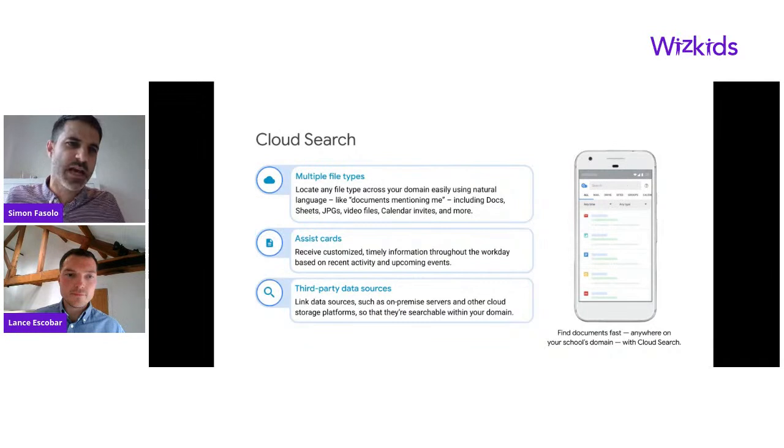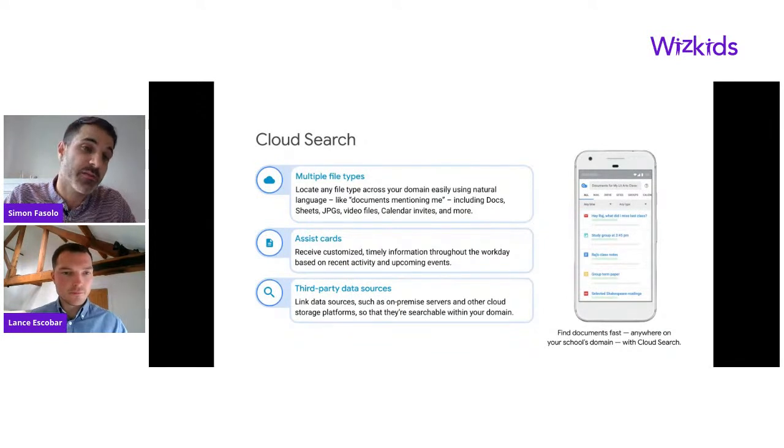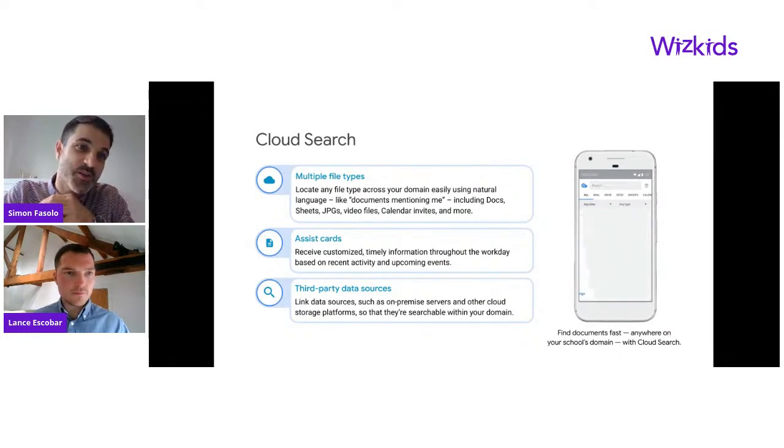How do I get to my information as quickly and easily as possible? From a proactive point of view, there's additional functionality within this. I'll give you an example. With assist cards, you don't even have to go looking for the information in the first place. Using Google's machine learning, it'll start prompting you to utilize information you go to regularly.